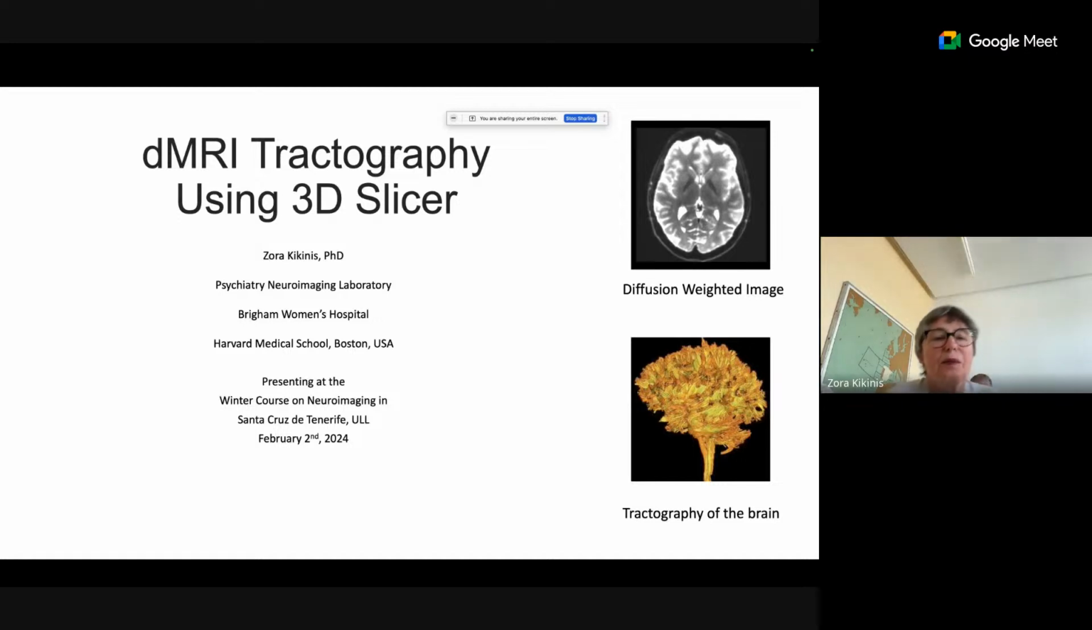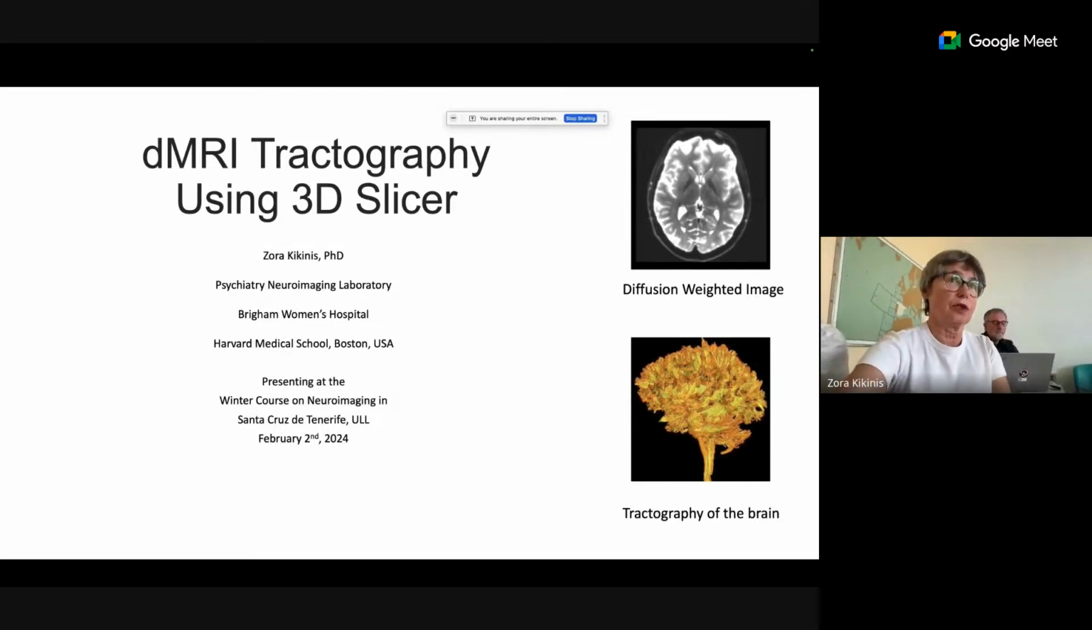So I will be presenting on MRI tractography using 3D Slicer. And what I'm really going to speak about is the neuroimaging tool in 3D Slicer. I am a user. I'm a very naive user.